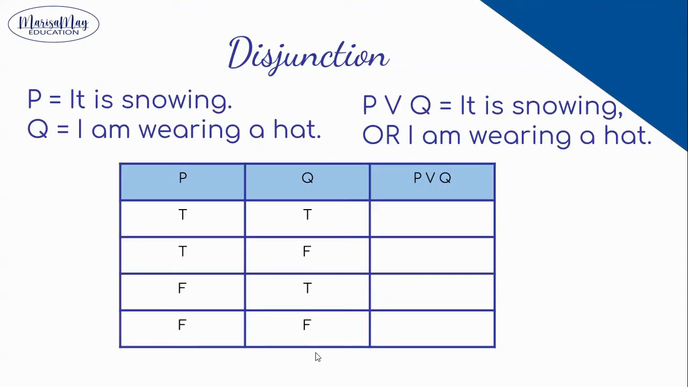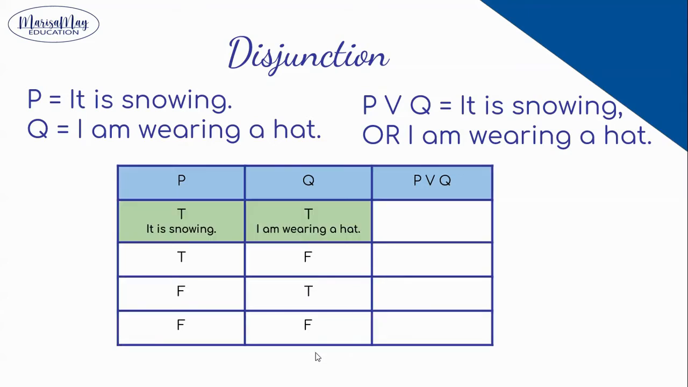Let's say that statement P is "it is snowing," and statement Q is "I am wearing a hat." So if we look at statement P V Q, that would mean "it is snowing or I am wearing a hat." Now you can see in the truth table that we are looking at all the possibilities. So let's look at the first one, when P is true and Q is also true.